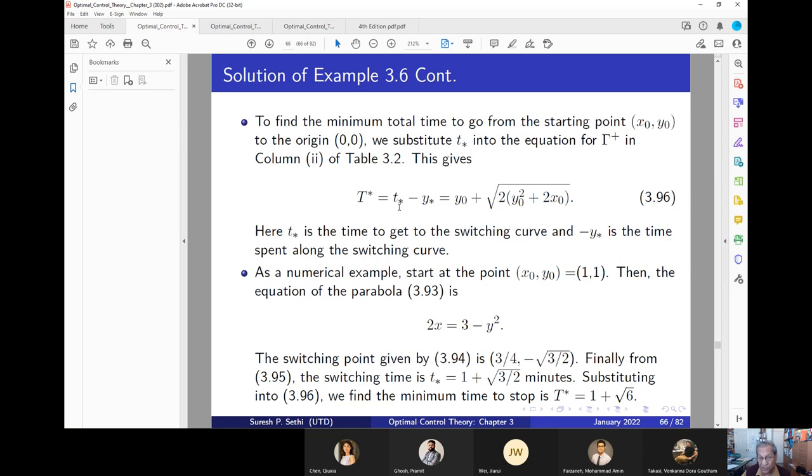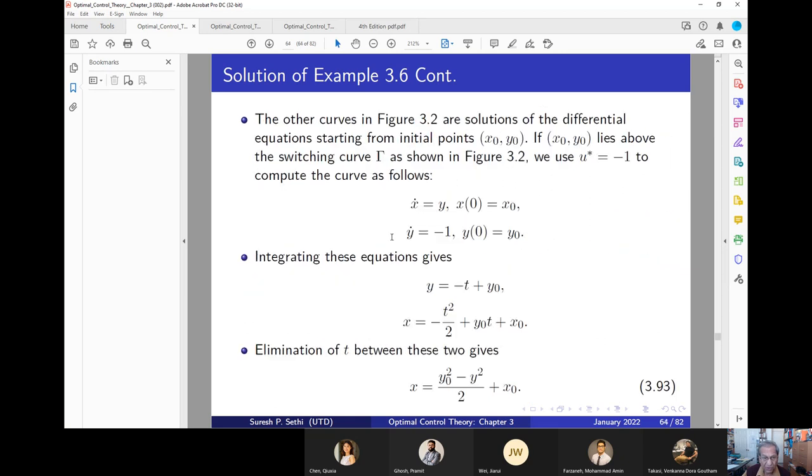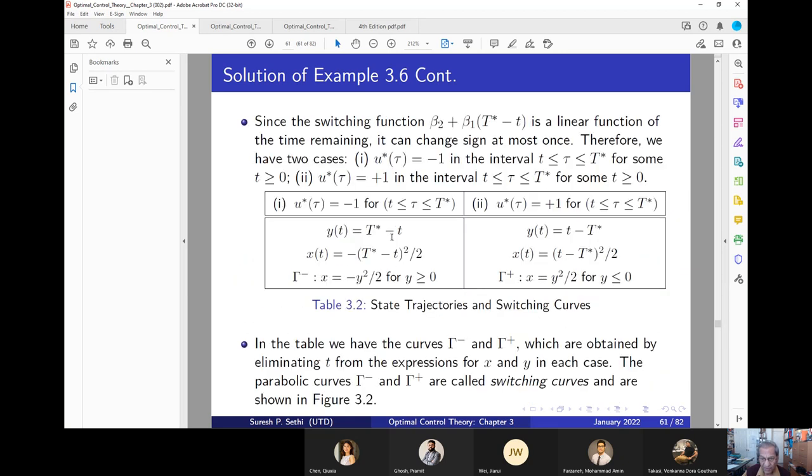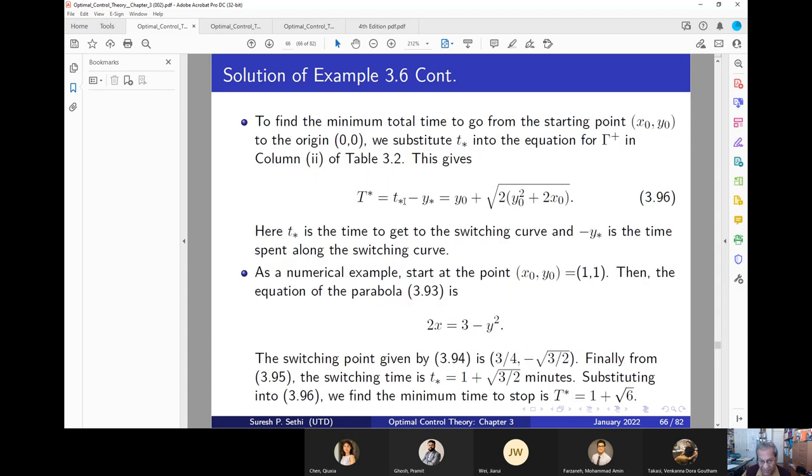You already know t star is the switching point. So you go to the table, and this is the switching point on gamma plus. The table of gamma plus is this one. This is y(t) is t minus t star. And so we put the value of y in this thing, and then you find this t star. So we go to that table and we find t star to be lower t star minus lower y star. We know both of these formulas. So we plug both of these formulas and we get our capital T star.